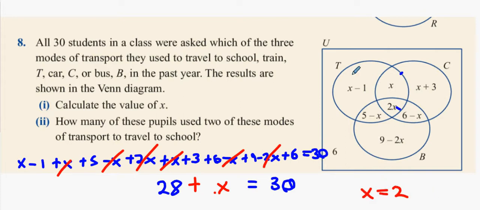Now, go back up here and change everything. That's now 2 minus 1. 1, 2, 4, 5, 4, 3. 9 take away 4, 5.